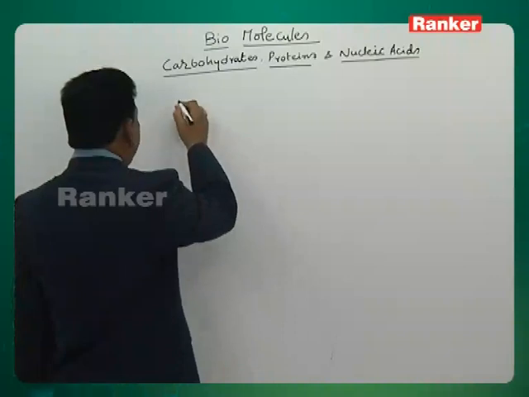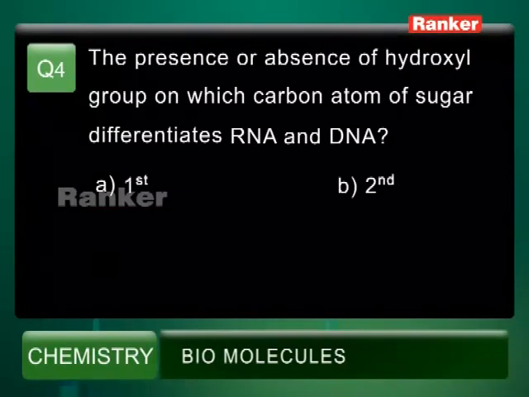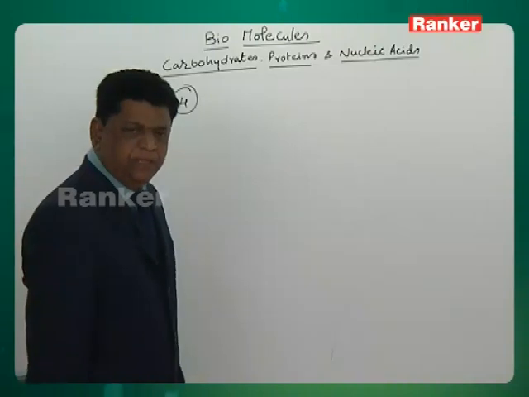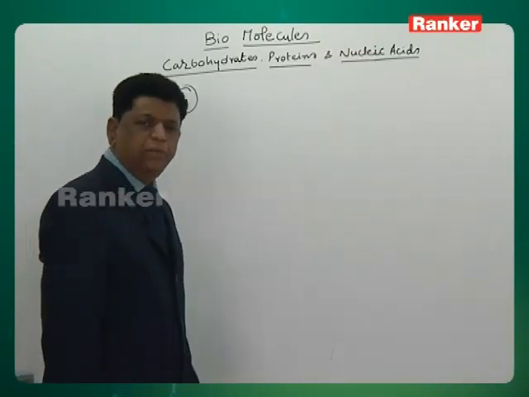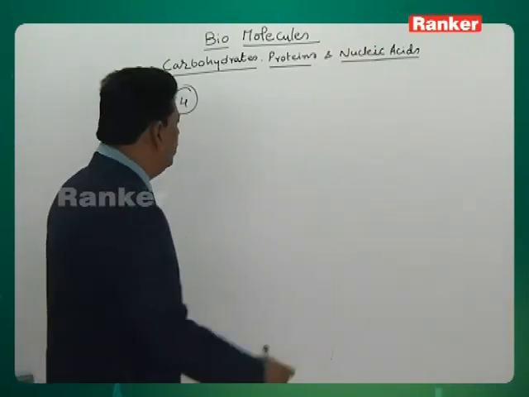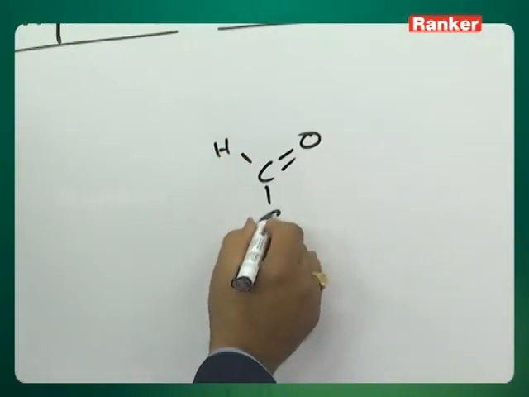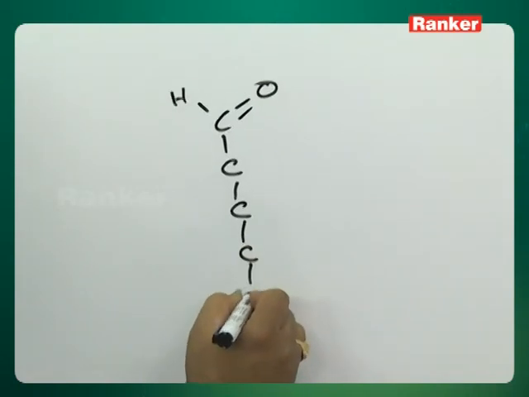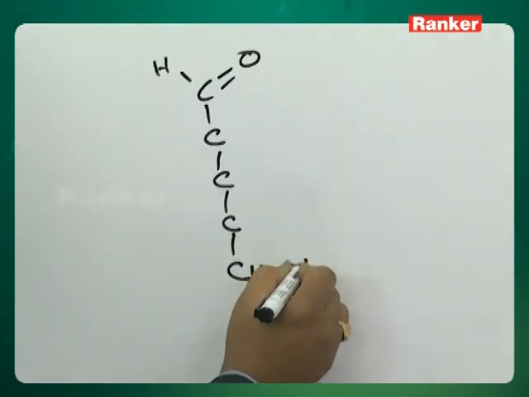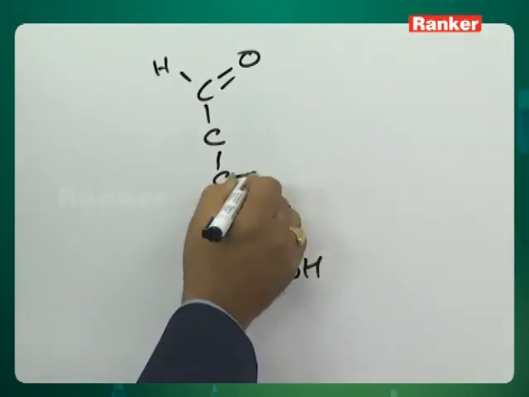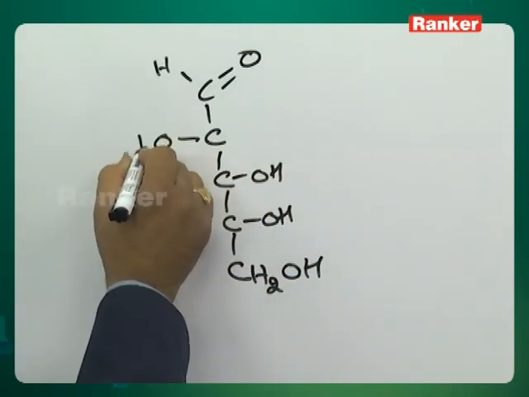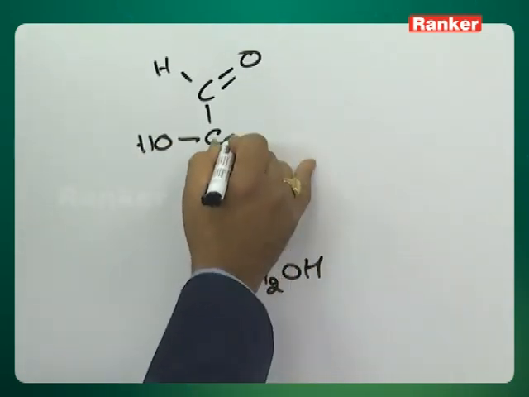Let us see the fourth question. The presence or absence of hydroxyl group on which carbon atom of sugar differentiates the RNA and the DNA. The full form of RNA is ribonucleic acid. Ribose is nothing but a 5-carbon carbohydrate. Second one on the left side, other two are on the right side.